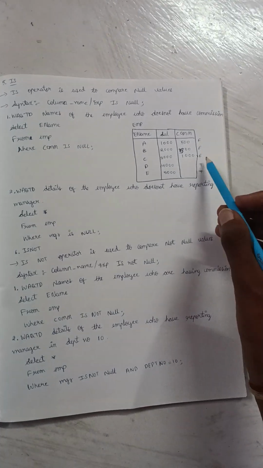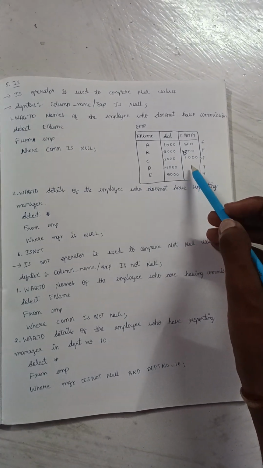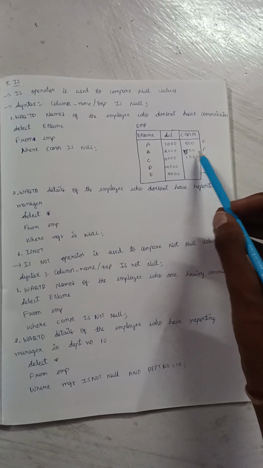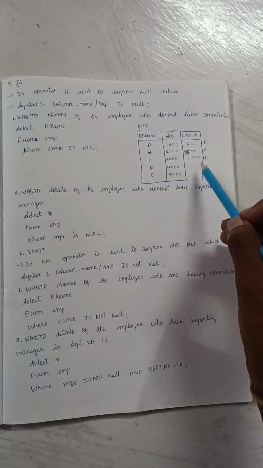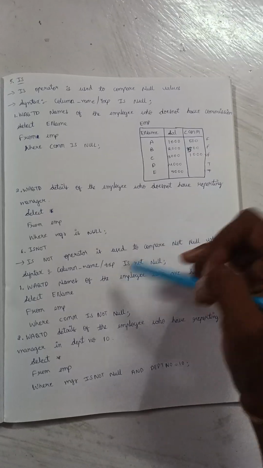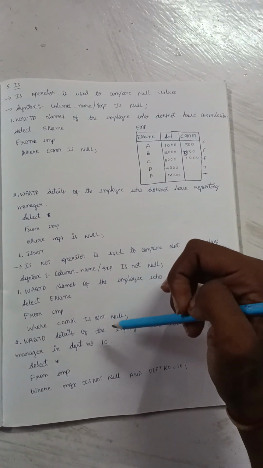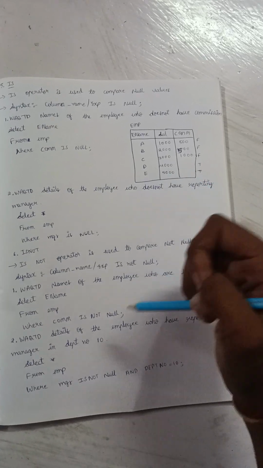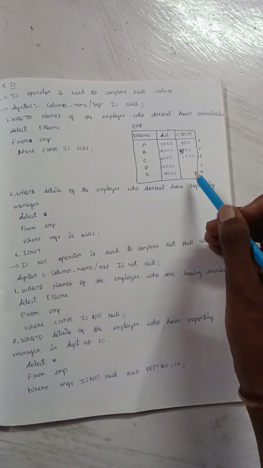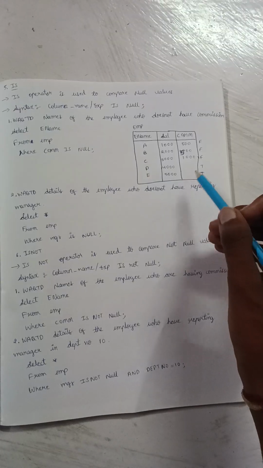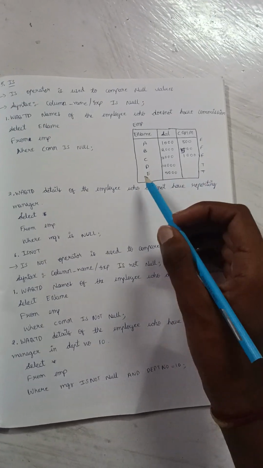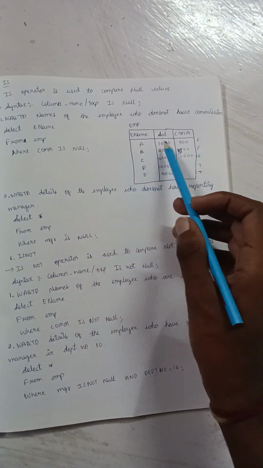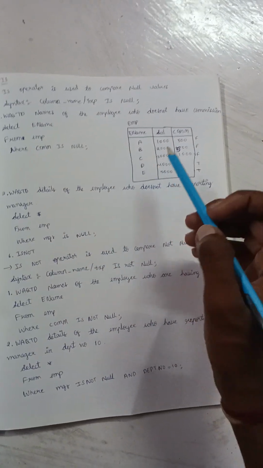So 500 is not null, true. 500 is not null, true. 1000 is not null, true. But null is not not null, so false, and it will not be displayed. The other null value is also not displayed. So here we get the values A, B, C.